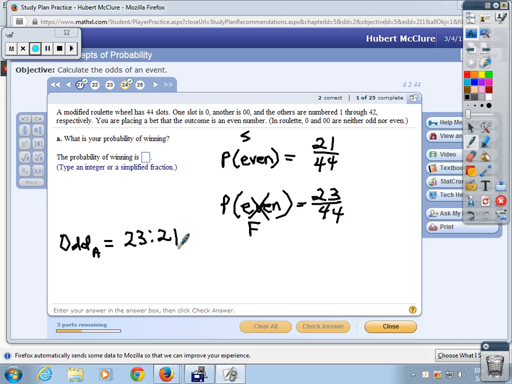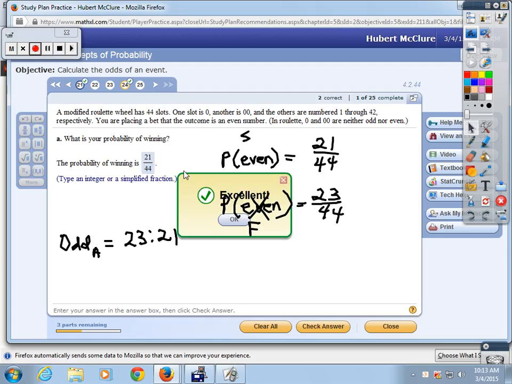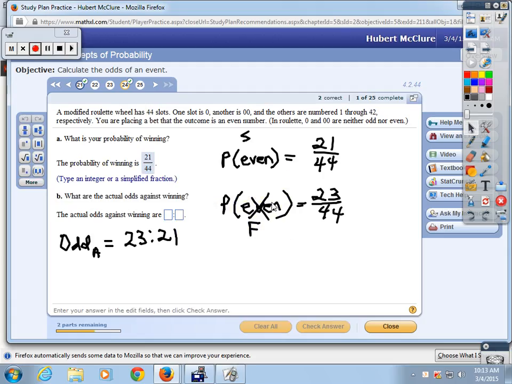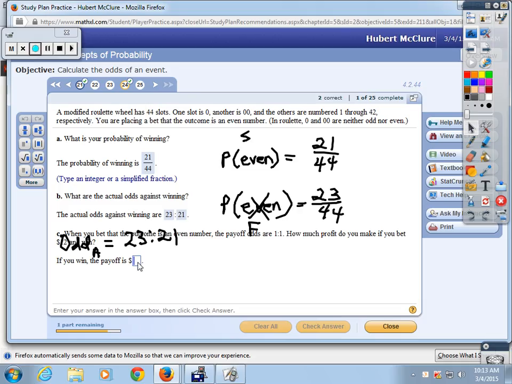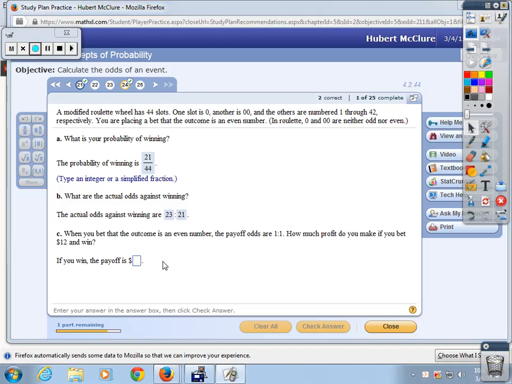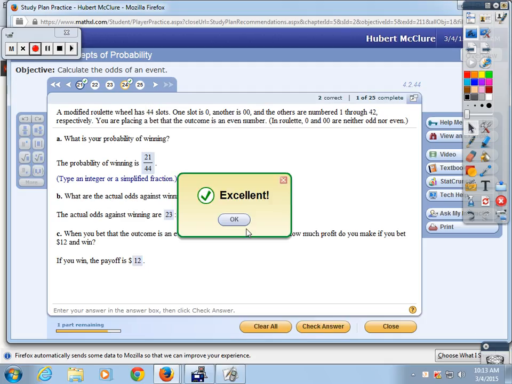And then C would be the same amount, and then D would be whatever number times 23 over 21. So we'll go ahead and fill all that out. So that's 21 over 44. And that's 23, 21. And C, everybody should get right, if you can see it. That'd be $12. If you miss C, don't tell anybody.